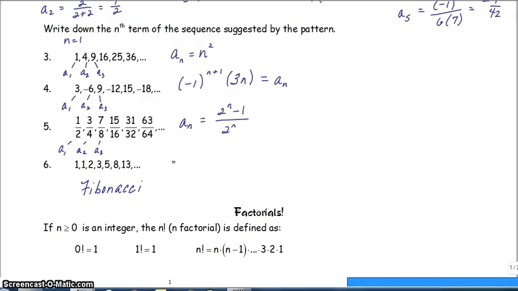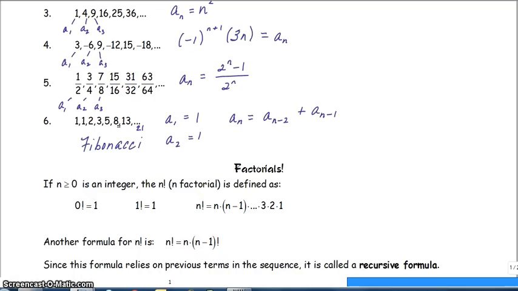And this one is a little strange at first, but what we notice is that the first term is 1, the second term is 1, and then every term after that we find by adding the two previous terms together. So we write that as a sub n equals a sub n minus 2 plus a sub n minus 1. And what that means is that to get the 2, we take the 1 plus the 1. So 1 plus 1 is 2, 1 plus 2 is 3, 2 plus 3 is 5, 3 plus 5 is 8, 5 plus 8 is 13, 8 plus 13 is 21, and then so on.